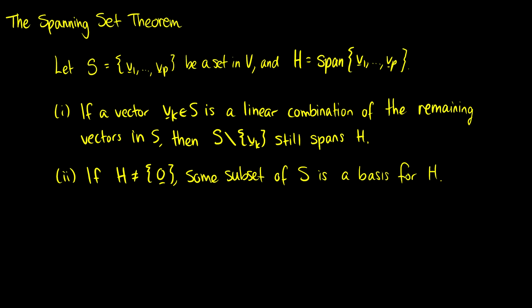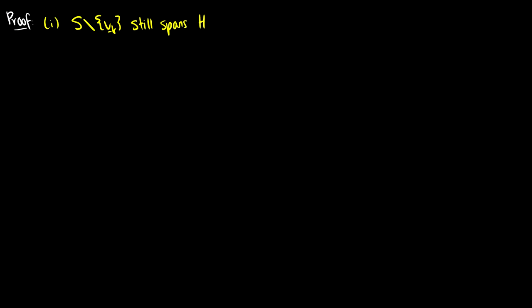And our second condition says that, look, if H is not just the zero vector, then there is some subset of H that is a basis. So we will have a basis in there. So let's prove this. Okay, S minus vk still spans H.